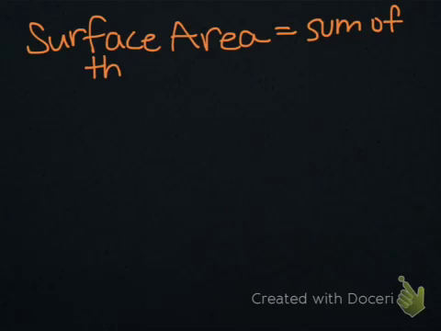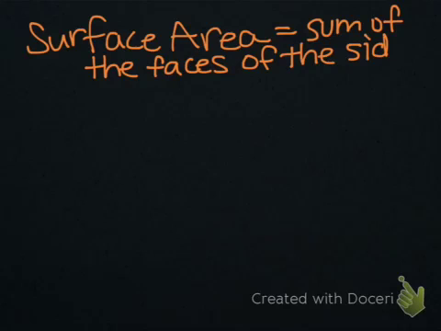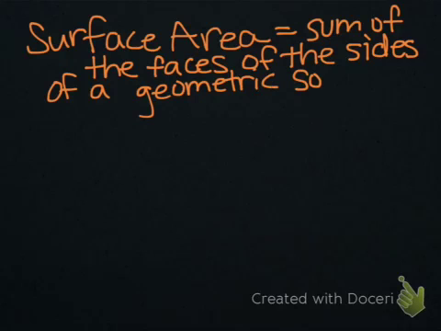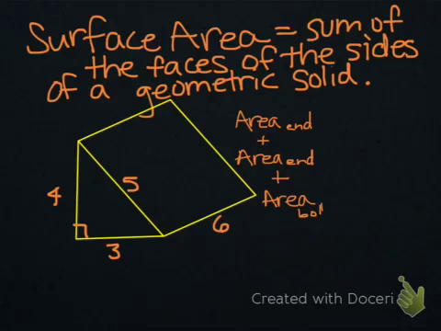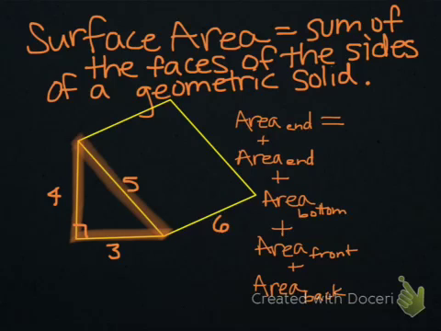So we'll begin talking about surface area, which is the sum of the faces of the sides of a geometric figure. If we need to find the surface area of this figure, we're going to need to find the area of both ends, plus the area of the bottom, plus the area of the front, and the area of the back. So the area of the end is going to be 3 times 4 divided by 2, or in other words, it's 6. The area of the other end is going to be the same.